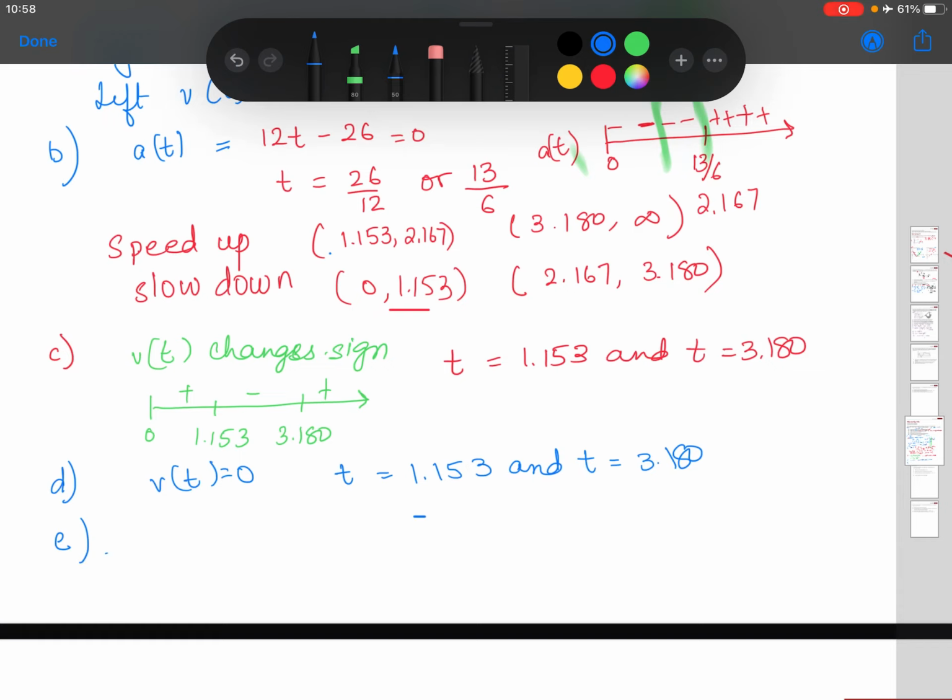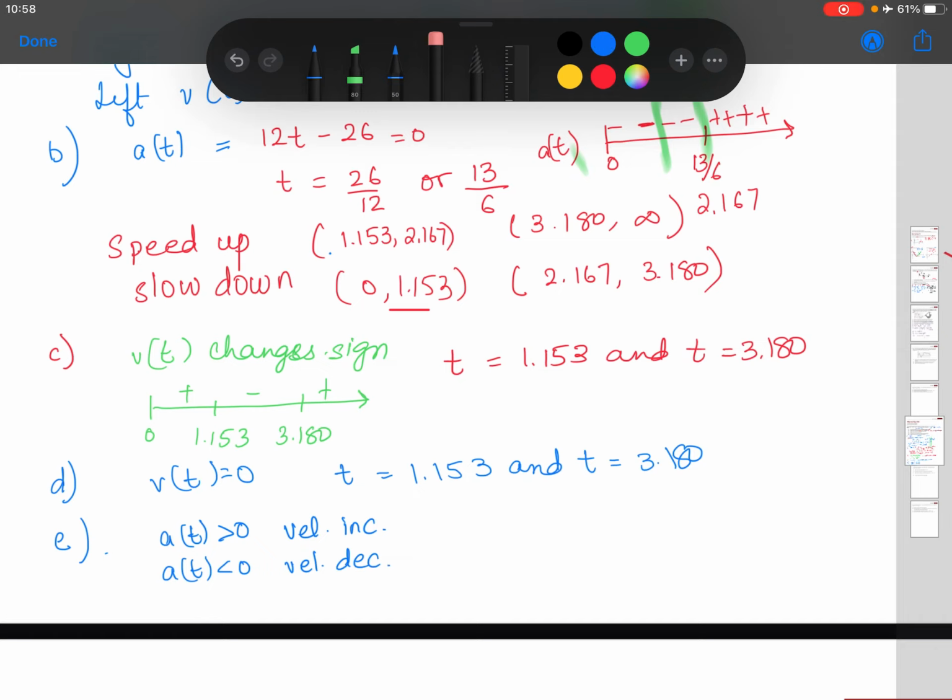And the last one is E. Describe the velocity and speed of the particle. Speed we already talked about in part B. Velocity, how do we talk about velocity? Velocity has to do with acceleration. Wherever acceleration is positive, velocity is increasing. So, let's write that down. Wherever acceleration is positive, velocity is increasing. Wherever acceleration is negative, which is less than 0, velocity is decreasing.